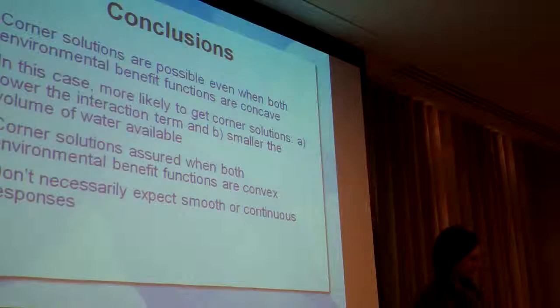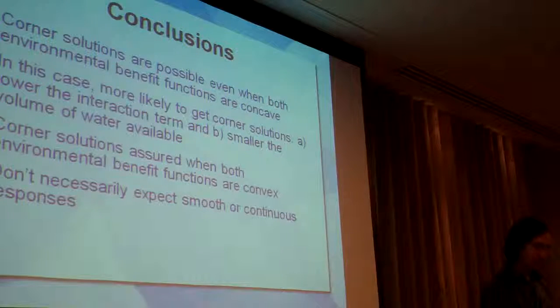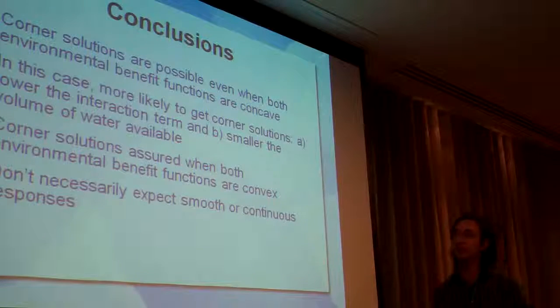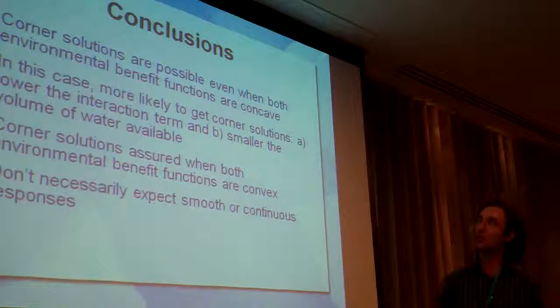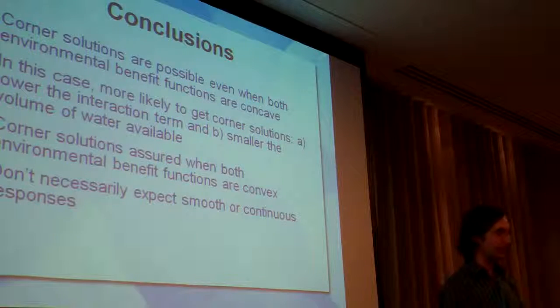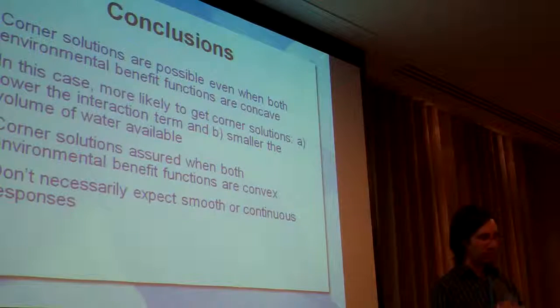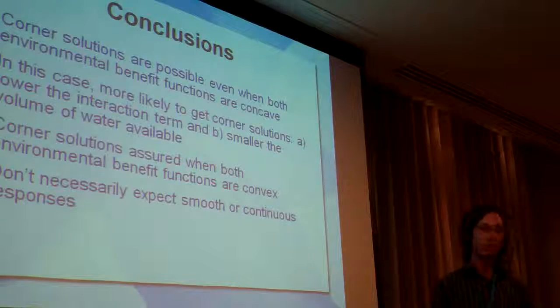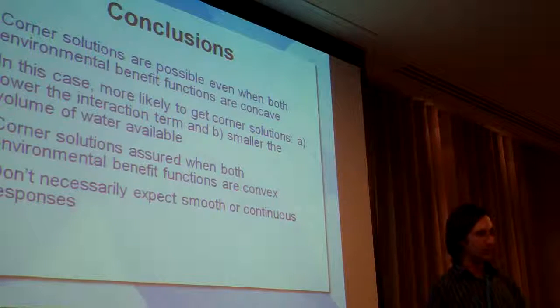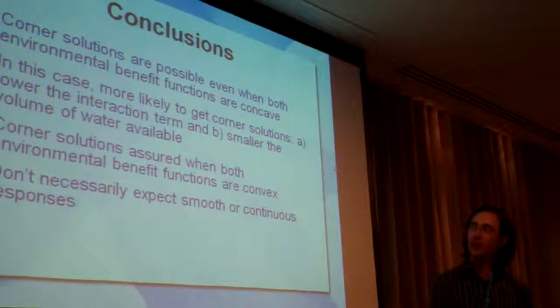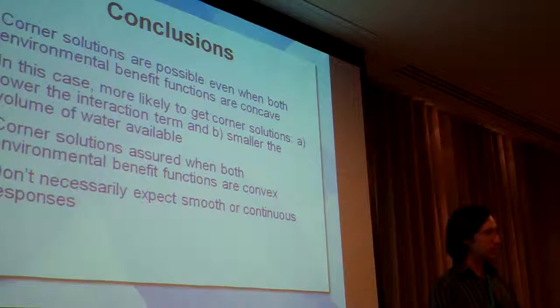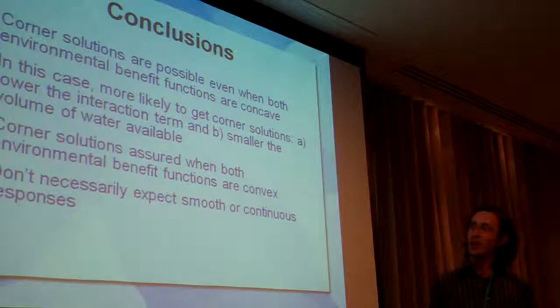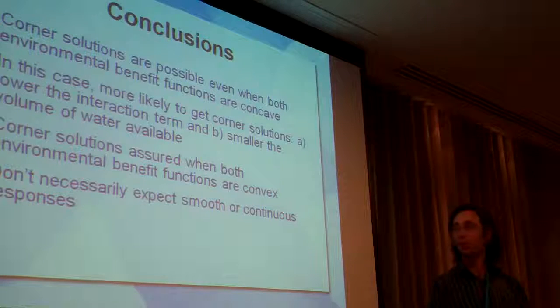So, what does all this mean? I think some of the main findings are, these corner solutions are certainly possible, and they're possible even when both of the environmental production functions are well behaved, when they're concave and differentiable. And in this case, you're more likely to get the corner solutions if the interaction term is smaller, which leads to a less balanced allocation of water, or if there's less water available in general.